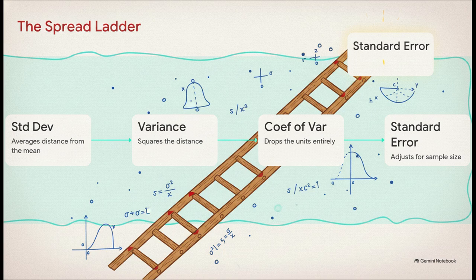To really wrap our heads around that trait of spread, I like to use the analogy of a spread ladder. We climb it step by step. The first rung is the standard deviation, and that simply averages the distance of your values from the mean. The second rung is variance, which actually squares that distance. Up on the third rung, we have the coefficient of variation, which drops the units entirely. And finally, the standard error, which adjusts for the size of your sample.